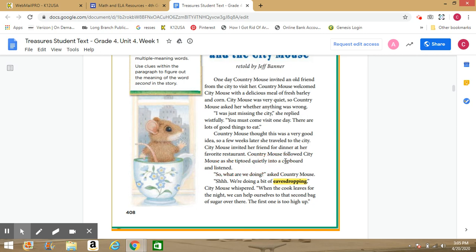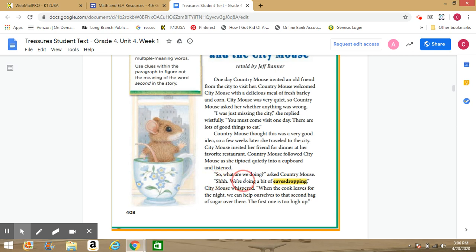So they're tiptoeing, and they're doing it quietly, and they're in a cupboard. A cupboard is like a cabinet in your kitchen to store things. So I'm imagining and visualizing these two little mice, and they're tiptoeing ever so quietly. And then Country Mouse asks, so what are we doing? Look at what City Mouse says. He goes, shh, we're doing a bit of eavesdropping. And when the cook leaves for the night, we can help ourselves to that second bag of sugar.